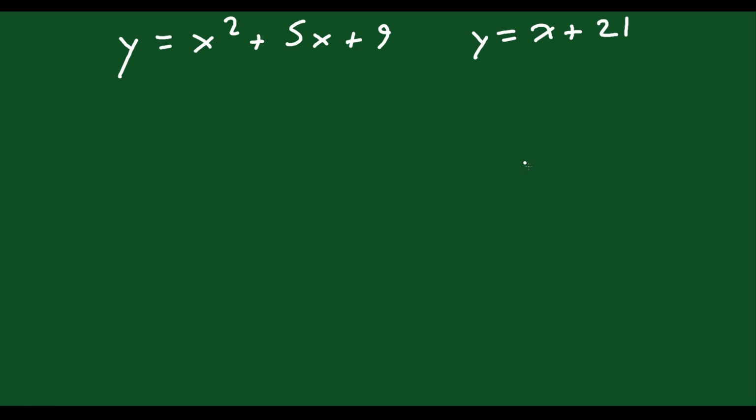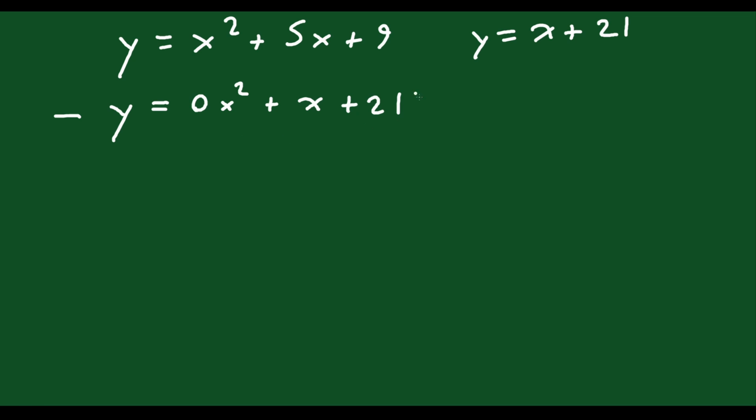Let's look at another example. Let's say I have y equals x squared plus 5x plus 9, and I also have y equals x plus 21. And in the last example we used substitution. How about for this one we use elimination instead? So what you can do is you can subtract these two, right? You set it up like minus y equals, and you can put 0x squared as a placeholder, and then plus x plus 21.